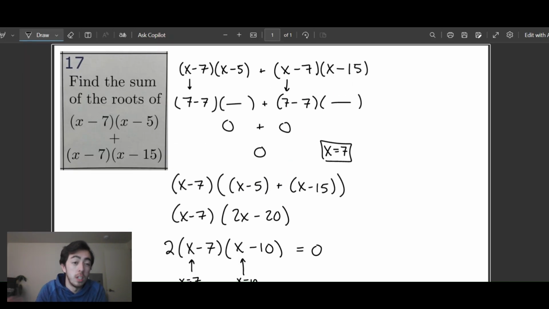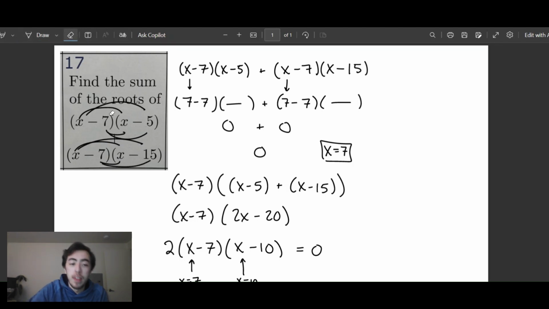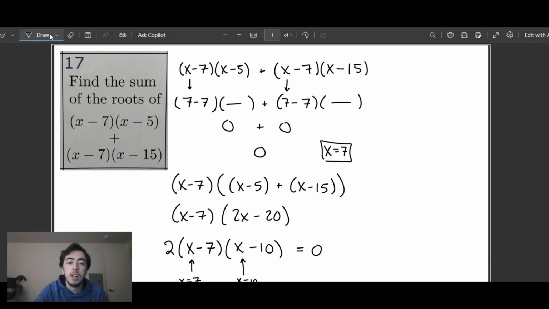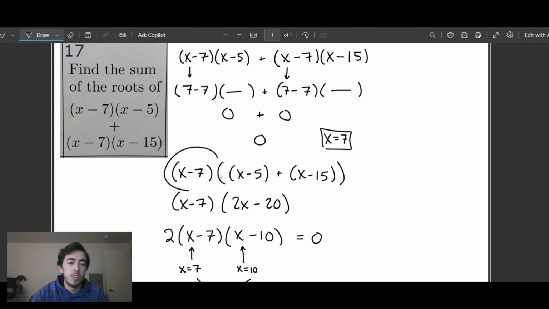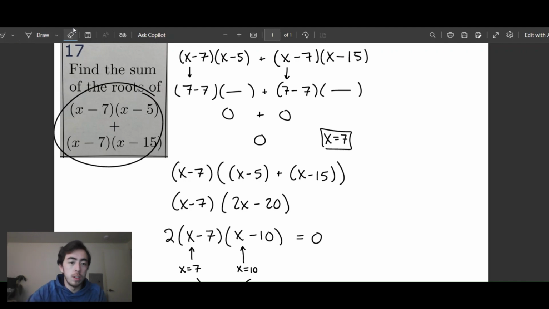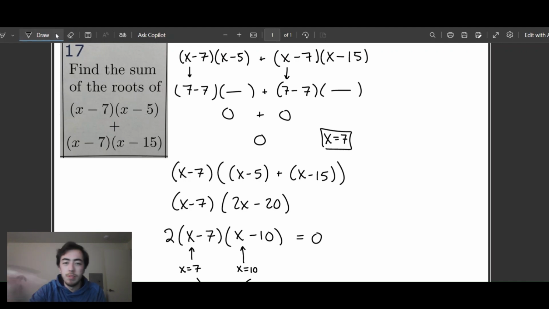I guess if you wanted another strategy, you probably could fully distribute everything first, then collect up your like terms, and then factor it yourself. Though I feel like, why do that when you already have this x minus 7 as a factor already? So there's a train of thought where when you want to solve polynomials, you expand everything and then try to do something with it. But I figured, well, there's some strategies we could do here to be a bit more efficient. So there's the answer.